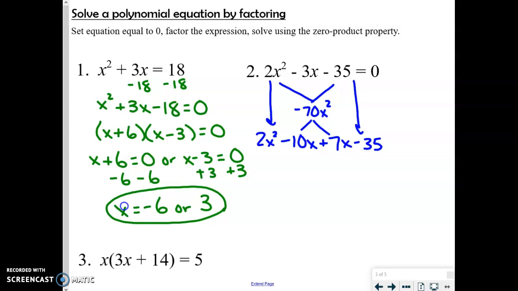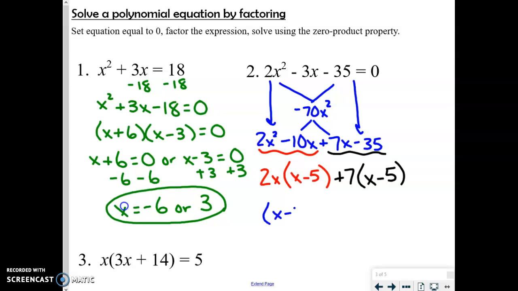So remember now, if we group the first two together, we factor out the greatest common factor of 2x, which leaves us with x minus 5. And in the second group, we factor out the greatest common factor, which is a positive 7, and it also leaves us with x minus 5. So remember now, because those binomials are the same, they become our first factor of x minus 5, and the greatest common factors that we factored out in grouping become our second factor, which is 2x plus 7.